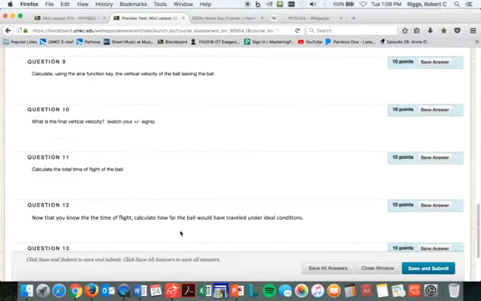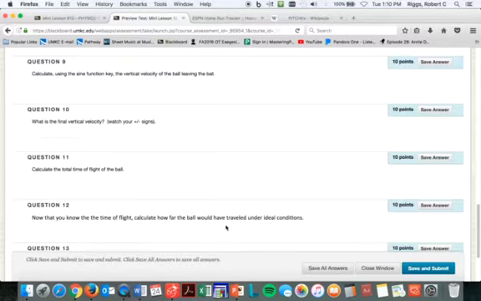So now that you know the time of flight, calculate how far the ball would have traveled under ideal conditions. In other words, in the classroom. In our classroom, we'd say, okay, now we've got to go back to V naught x, which we computed as 43.3 meters per second, times this time, and that'll equal our range, which is 43.3 times 4.5. And that equals basically 195 meters.